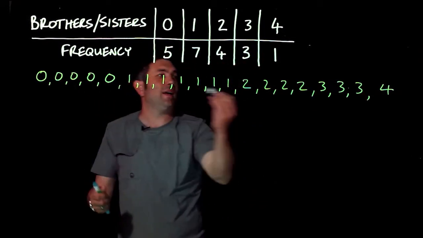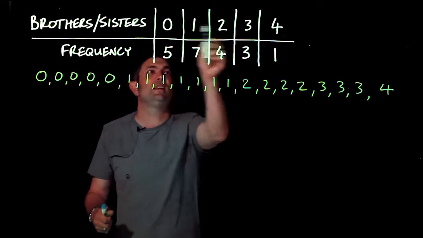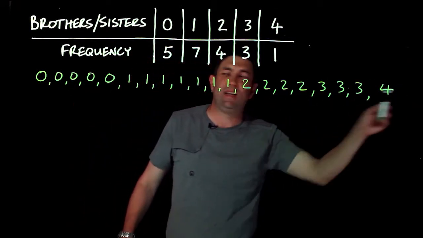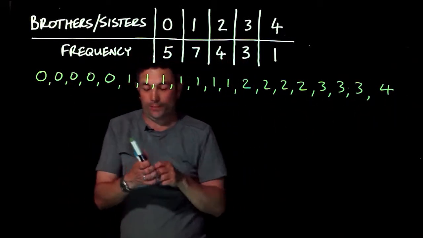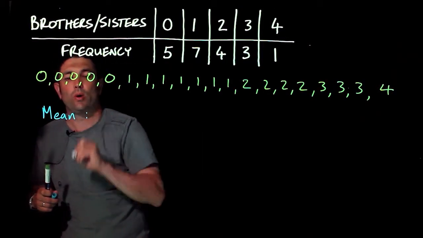Now, that is the data, and you can understand why it's in this table, because it's a lot easier to look at than a whole list of data. But there we go. Now, we're going to work out some averages. So first of all, we're going to work out the mean.